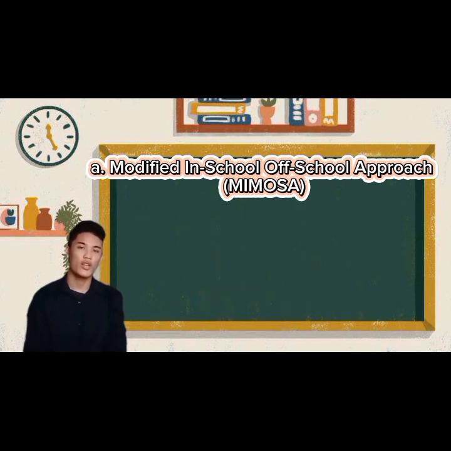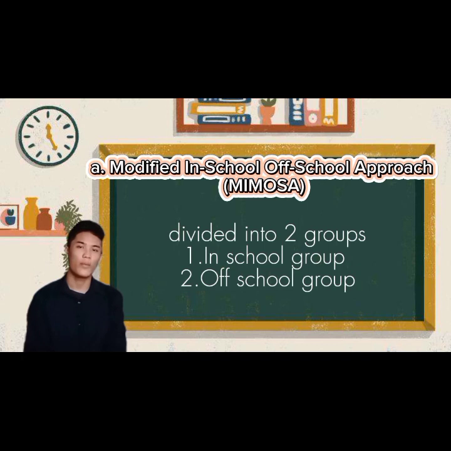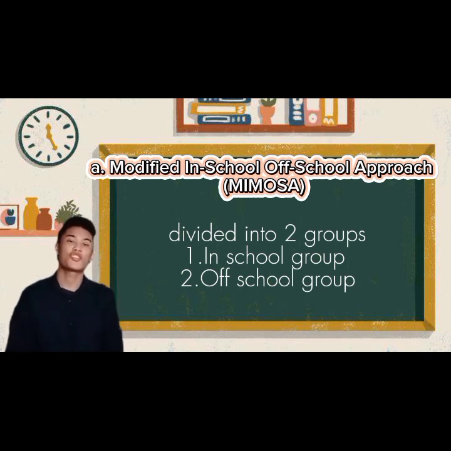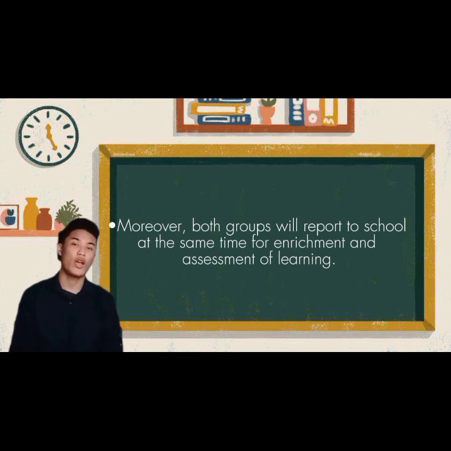Classes under MISOSA are divided into two groups, the in-school group and the off-school group, where the in-school group learns in a typical classroom setup, while the off-school group is given flexible learning to do activities independently with learning facilitators. The in-school group will exchange with and share the learning experience with those in the off-school group, and vice versa. Moreover, both groups will report to school at the same time for enrichment and assessment for learning.